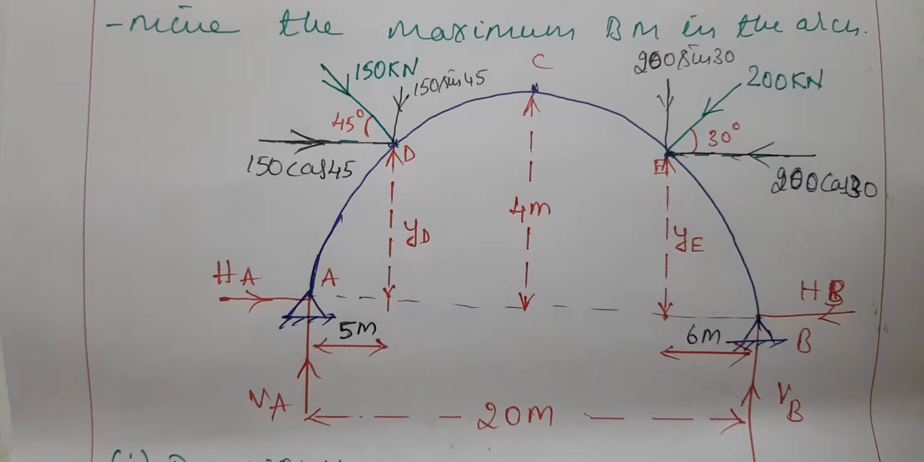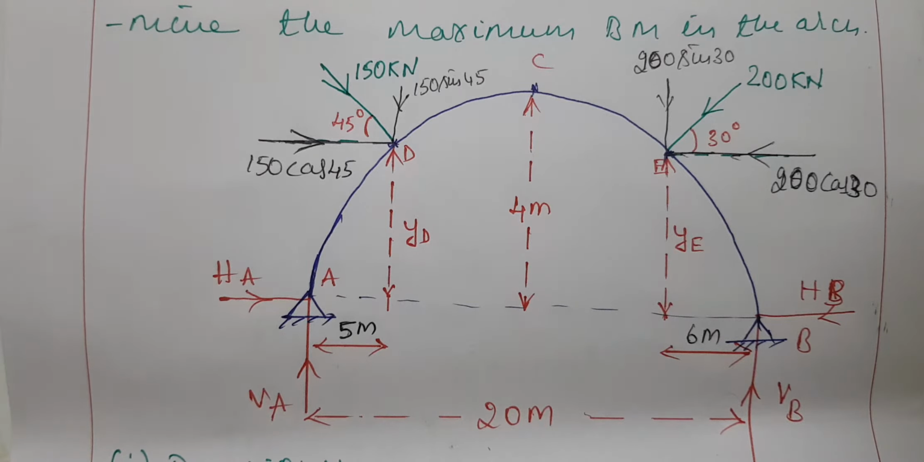They are given the horizontal distance of the arch as 20 meters, and the vertical rise exactly at the center is 4 meters. Okay, first you have to calculate the reactions, then you have to go for the bending moment. Okay, then you have to draw the bending moment. Yeah, this is the first step. It remains the same: finding the reactions.